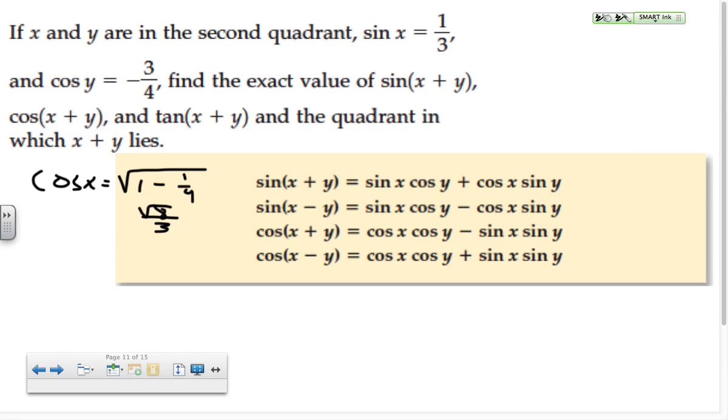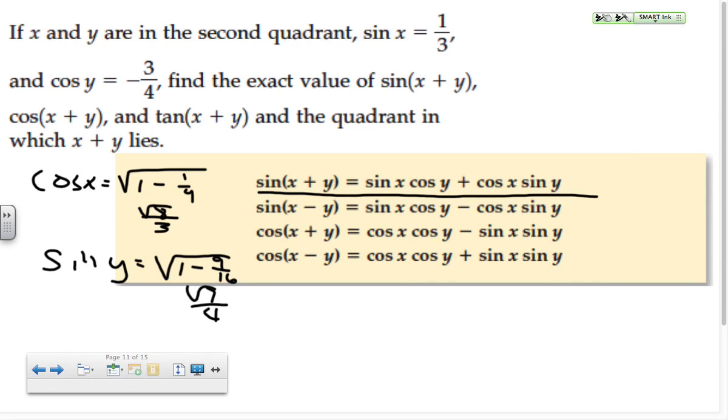And then the sine of y is going to be the square root of 1 minus 9 over 16, which gives me the square root of 7 over 4. All right, so now I have these values. Let's go ahead. We're just going to do sine of x plus y. I'm not going to do all of them because I don't feel like I need to do that on this video. It's already long as it is.